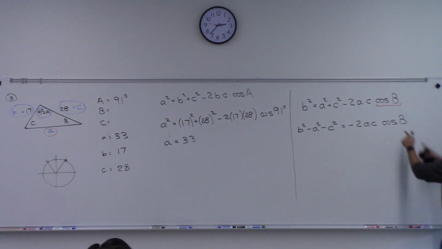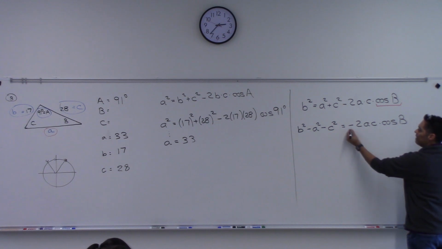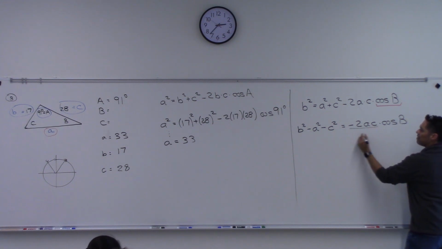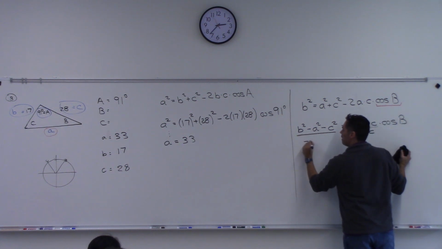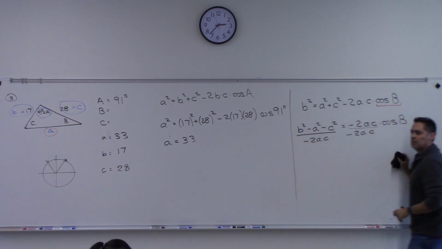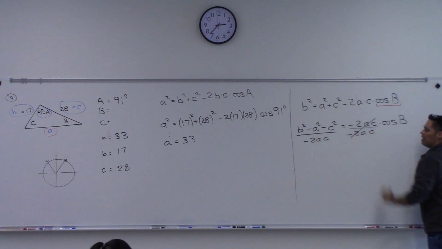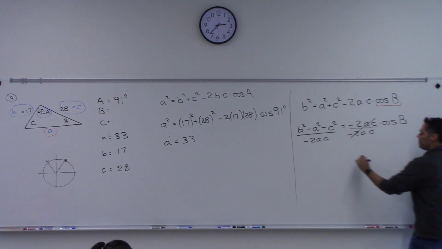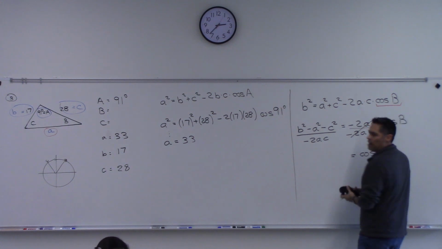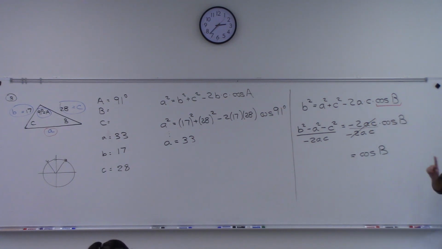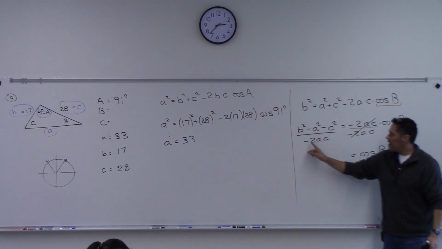Now I'm going to try and get this by itself. I'm going to divide both sides by negative 2AC. That cancels everything over here. The only thing left on the right is cosine of B. Over here, I'm going to do something tricky. Pay attention to what I'm about to do. Do you see this negative out here?